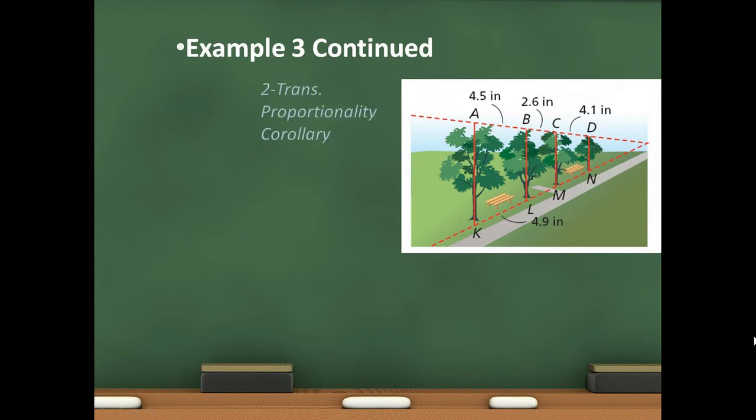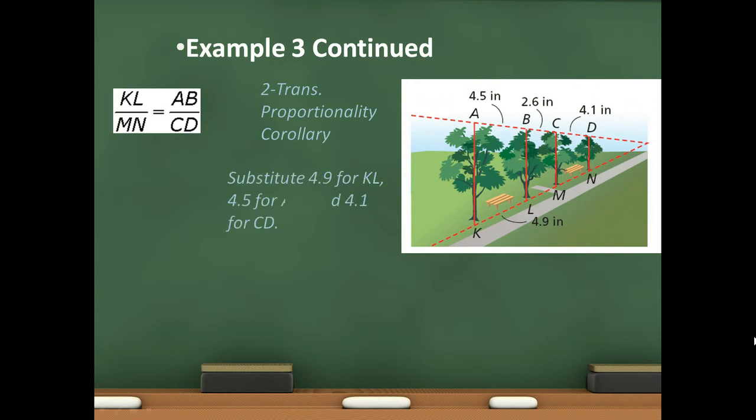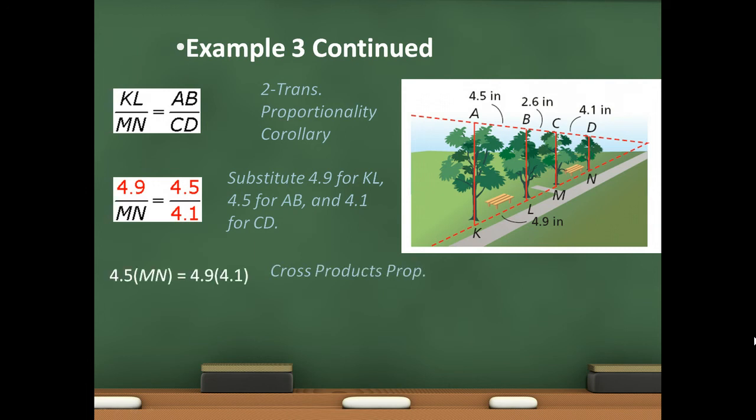To find MN, we also use the two transversal proportionality corollary. KL over MN is equal to AB over CD. If we substitute in the values that we were given, we come up with 4.9 over MN equals 4.5 over 4.1. Using the cross products property, we have 4.5 MN equals 4.9 times 4.1. And if we divide both sides by 4.5, we get that MN is approximately 4.5 inches.